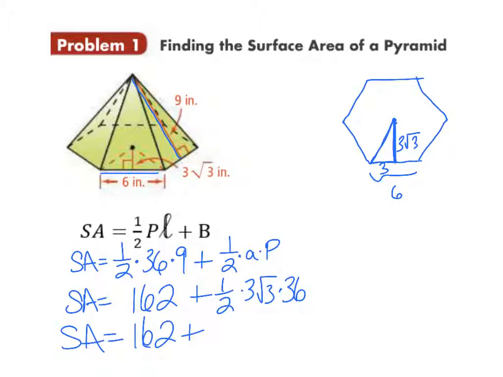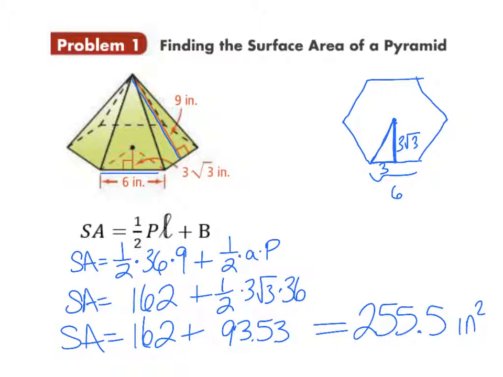Now I'm going to multiply this all together, so in my calculator I'm going to type 0.5 times 3 times the square root of 3, close that parenthesis, times 36. And all of that gets me a decimal of 93.53. I'm going to just push plus 162, and there I have it, 255, and I'll round to the 10th, 0.5 inches squared.